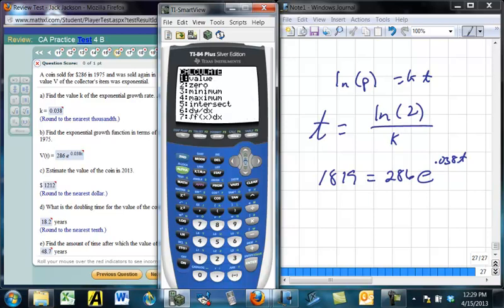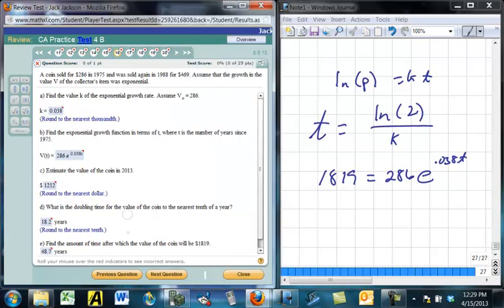Calculate the intersection. Enter, and this is way out there. I'm going to just guess 49. I think our window went to 50 if I remember right. 49 is pretty close. 48.7. Okay. Alright.